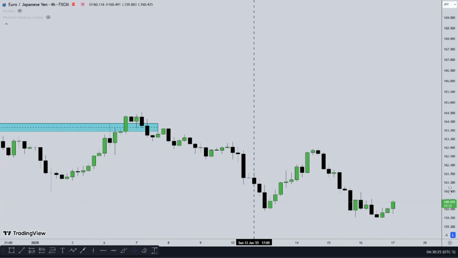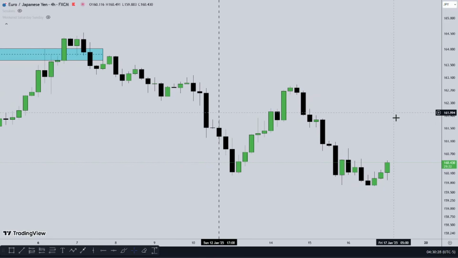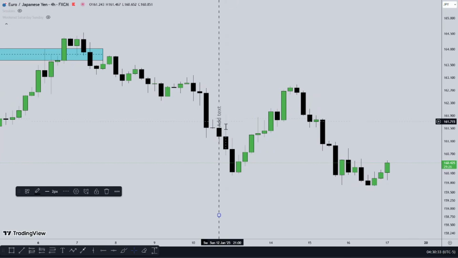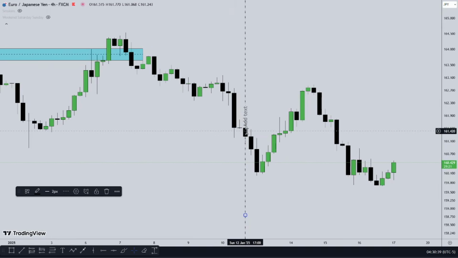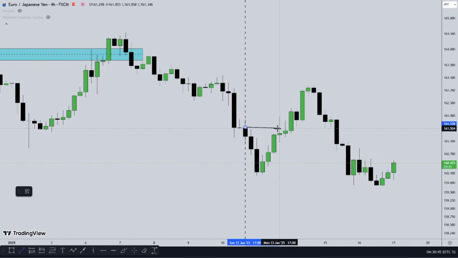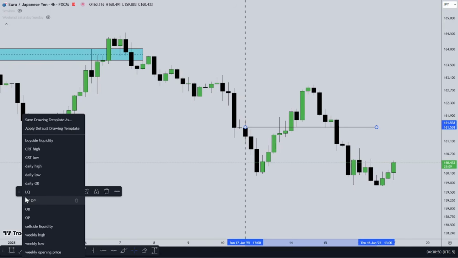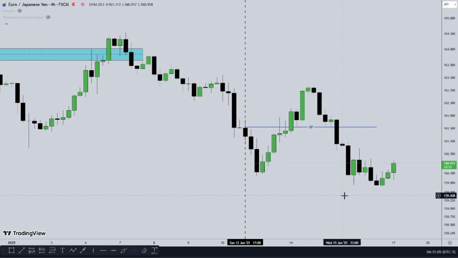Now, first, you know your opening price. Here's your opening price, your opening price on Sunday. Opening price of the week, you mark out your opening price because we'll be using this opening price as our equilibrium price. We are trying to sell, in which we are anticipating price to trade to run out premium liquidity, then anticipating a shift in market structure down to a discount liquidity.